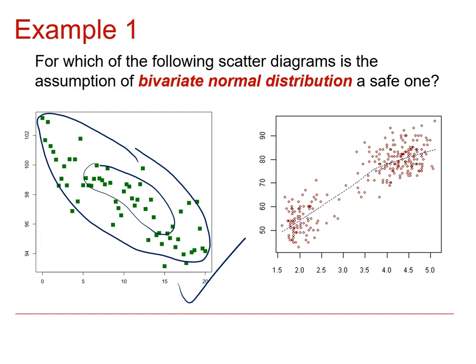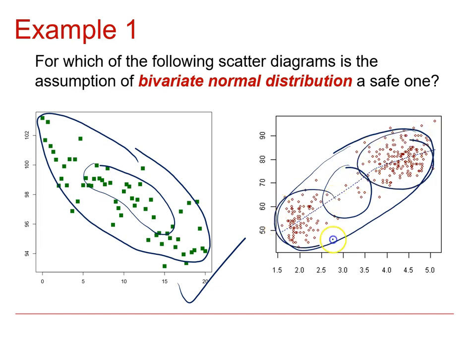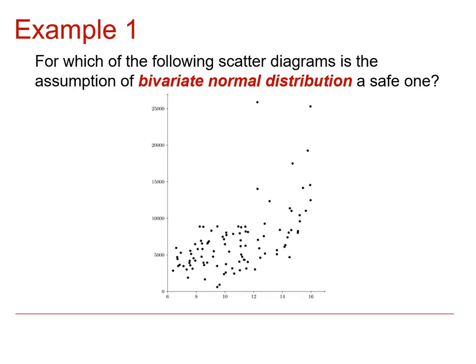The second one, though we have a rough ellipse around here, they are not concentrated near the centre. We have a bimodal distribution here. So that is not a safe assumption. Here, I would say the data is quite severely skewed. We've got a lot more data points here than we have over here. So that is not a safe assumption.